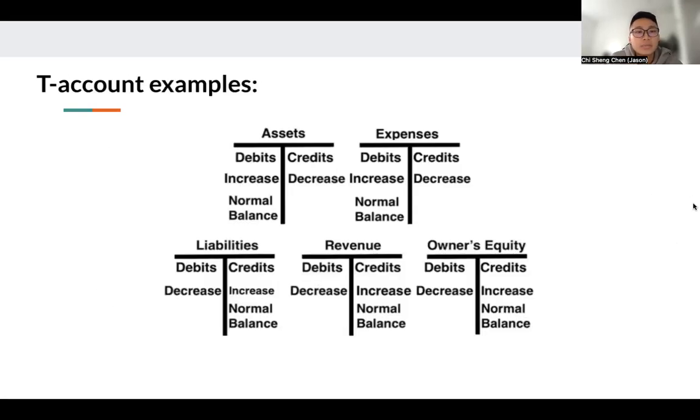So these are the examples of T accounts. You have the assets and expenses, which are increased on the debit side, and the liabilities, revenue, and owner's equity will be increased on the credit side.